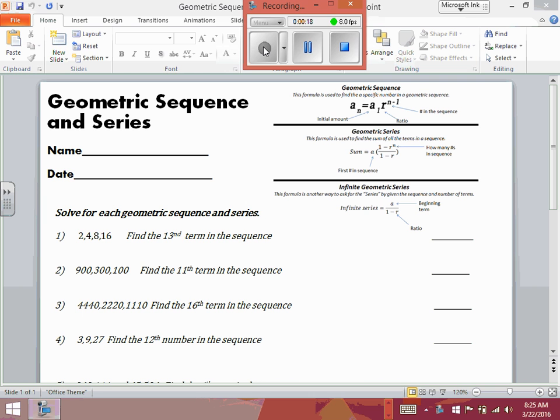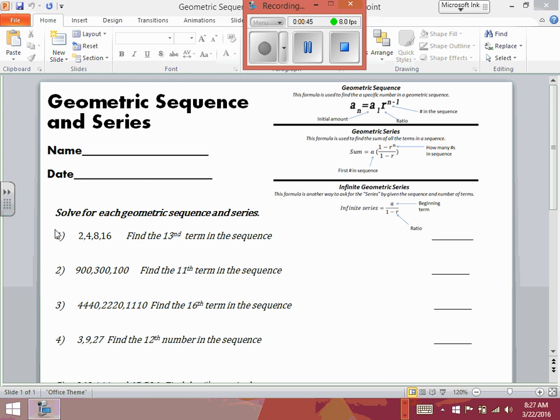Somewhere they need to find the words sequence and series. As a pause, anyone know the difference between a sequence and a series? A sequence is a listing of numbers in some order, some pattern. Okay? But it's just those numbers, 2, 4, 6. In this case, 2, 4, 8, 16.